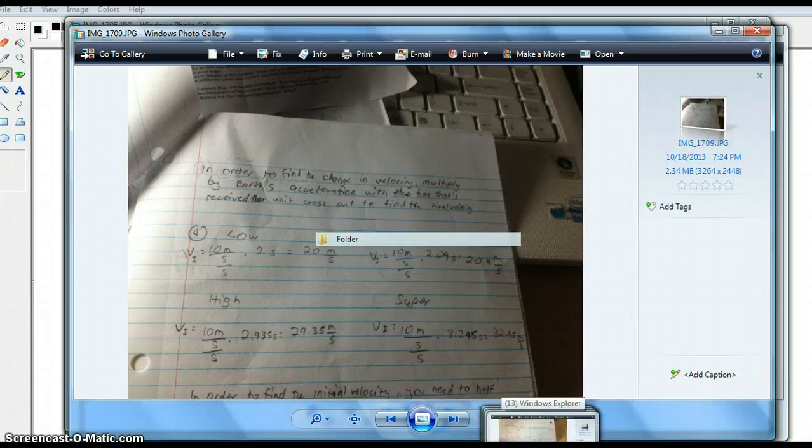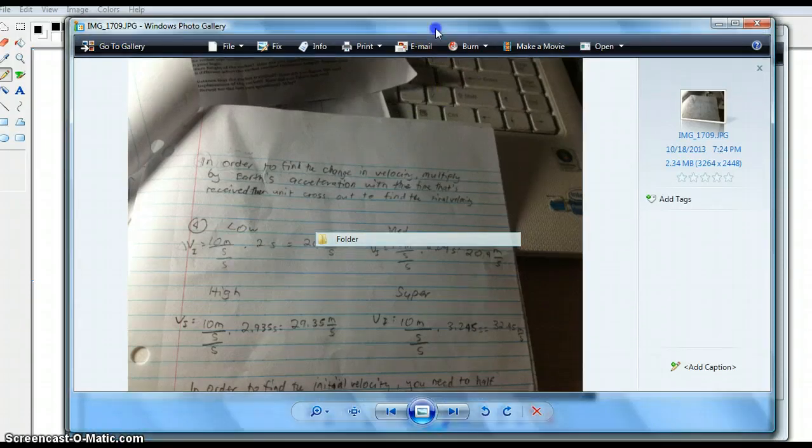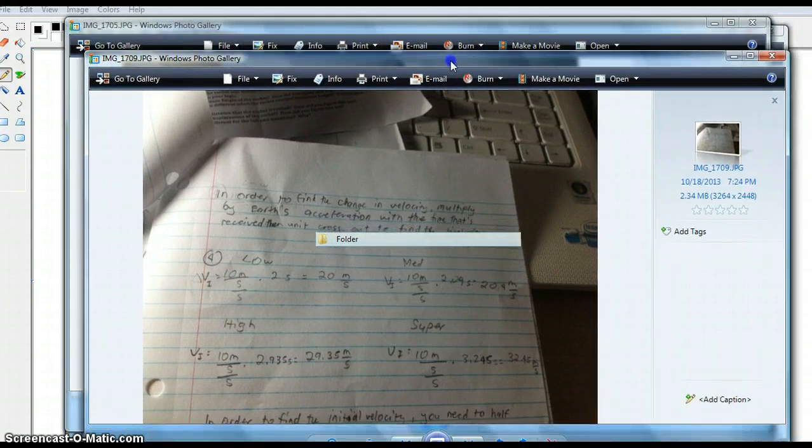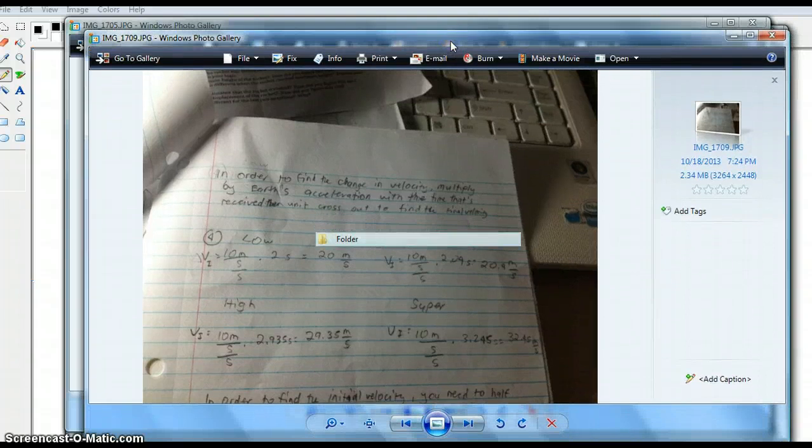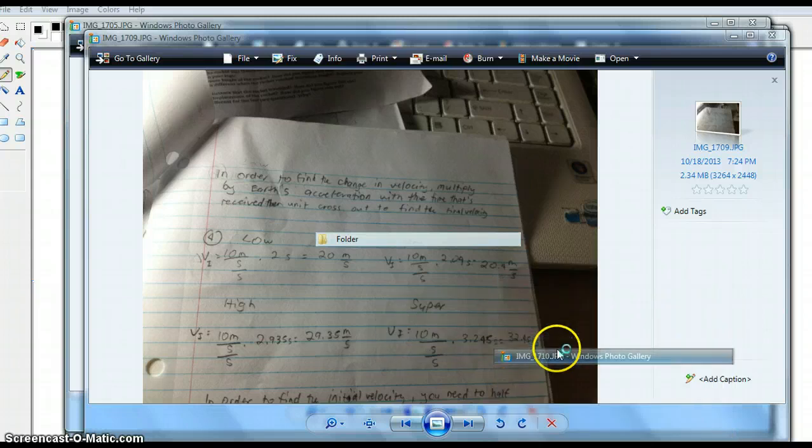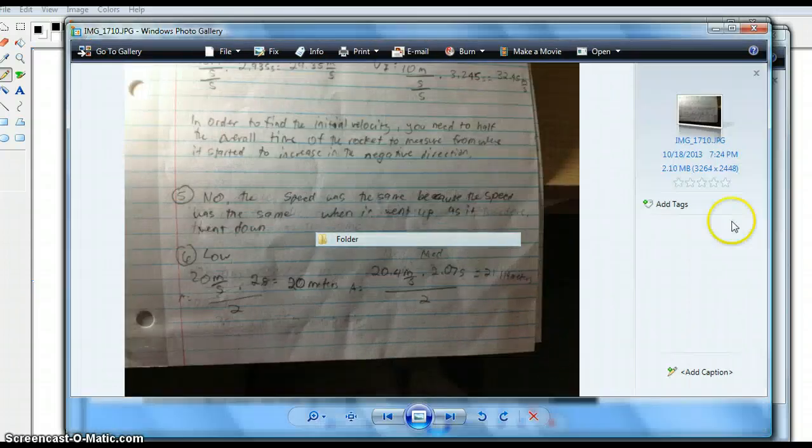So going back to that, we're just multiplying by half. So we're just multiplying the initial velocity, which for low is 10 meters per second times 2 seconds equals 20 meters per second. And that's for the low. For the medium, the velocity is 20.4 meters per second. The initial velocity for high is 29.35 meters per second, and the velocity for the super is 32.45, as you can see. This is 17.09. I'm just saying the numbers right here so that I won't get confused. And here's my explanation for number 4.